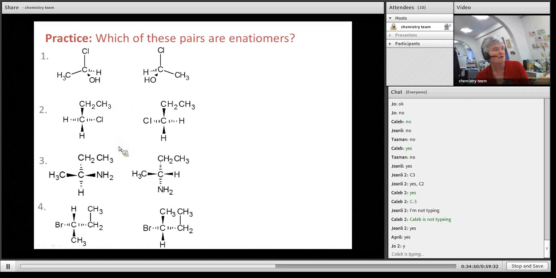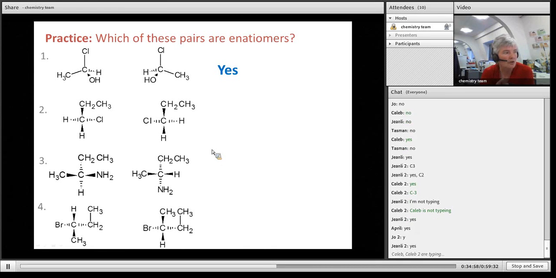So the first one, is the second one an optical isomer? So have a look. Have we just swapped one pair of groups, or are they mirror images? And yes, what we've swapped here is we've just swapped these two around.